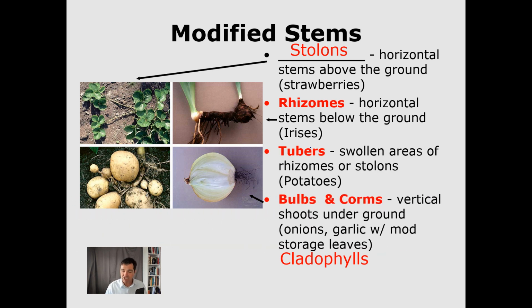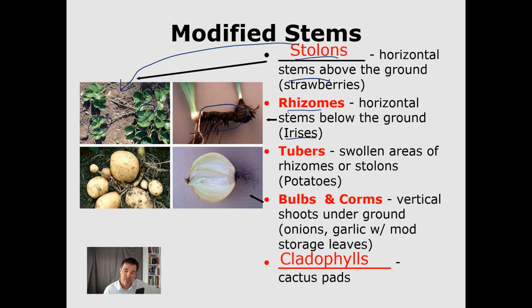Okay, and just like we had modified roots, we also have modified stems. So we have stolons that are horizontal stems that are above the ground, like you see there. We have rhizomes, which are the same thing, but they're underground. So strawberries reproduce in addition to flowers by stolons, but things like irises can reproduce using rhizomes, which are below the ground. Same idea, though, it's a stem.